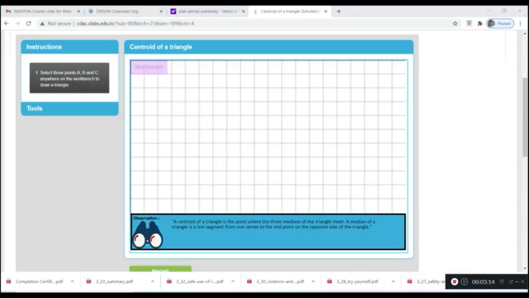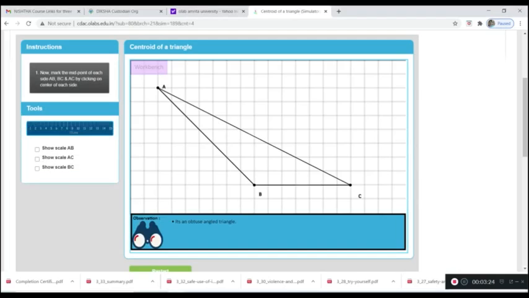Then let us find the centroid of an obtuse angle triangle. So first we have to draw an obtuse angle triangle. So here ABC is an obtuse angle triangle. To find the midpoint of AB, so here P is the midpoint of AB.